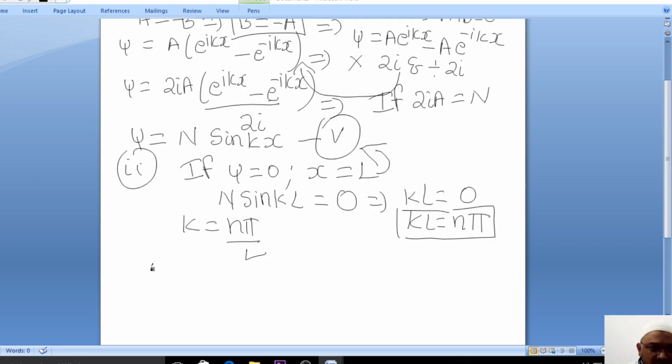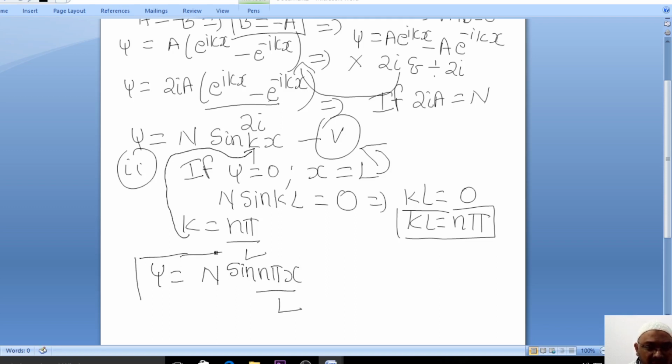So psi is equal to N. We just substitute this k value in this particular equation, so N sine n pi x by L. This is the value of psi we got by applying the two boundary conditions. So we say that the character of the wave is a sinusoidal wave. The particle we are talking about is exhibiting wave nature, and that wave nature is nothing but a sinusoidal wave.